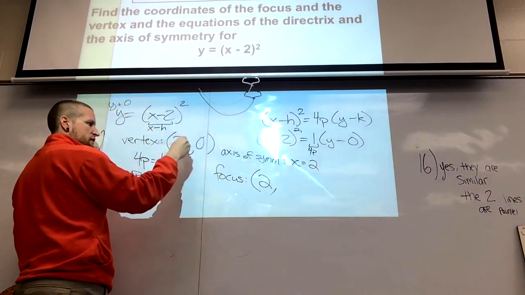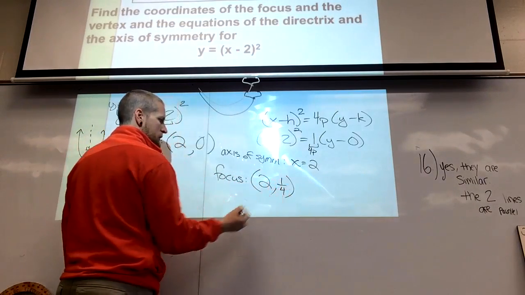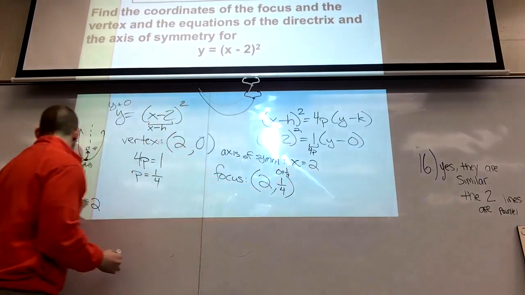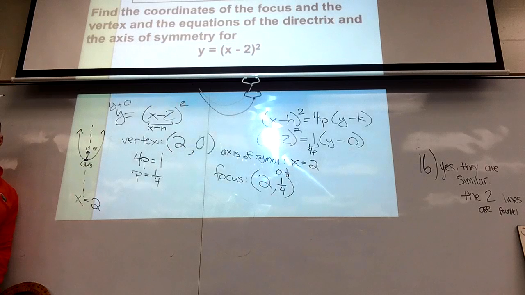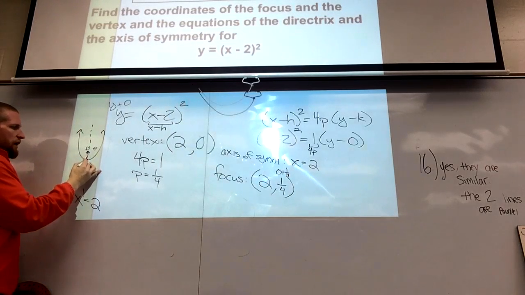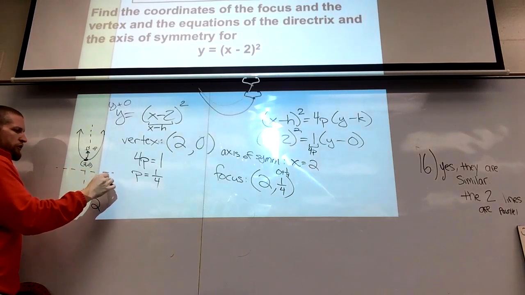That's not changing because this doesn't alter things up and down. And then 1/4. This is 0 plus 1/4. Okay? And then the directrix always sits the opposite direction of the focus point. So like this would be below the vertex. So like my directrix would be right there.